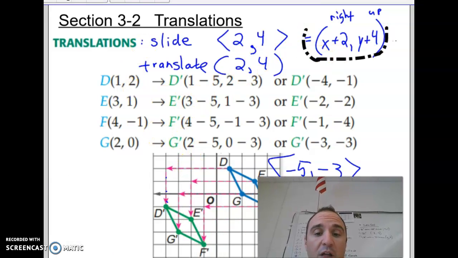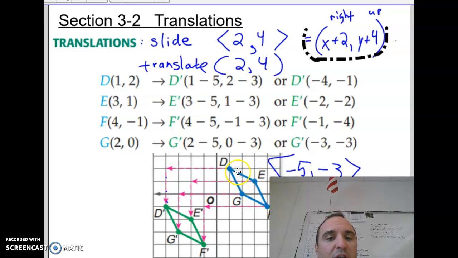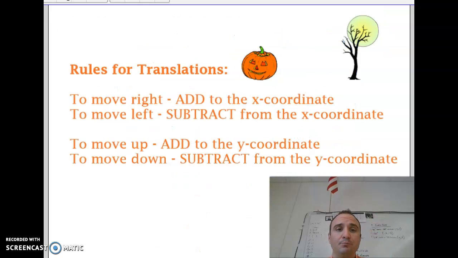The other way of doing a slide is actually asking yourself, what is this slide? So from D to D, what happened? It went to the left 5, so minus 5, and it went down 3, so minus 3. And notice the shape is the same. We have not changed the shape at all. It is still a diamond. All of these shapes pretty much keep their shape. There's not much to change.